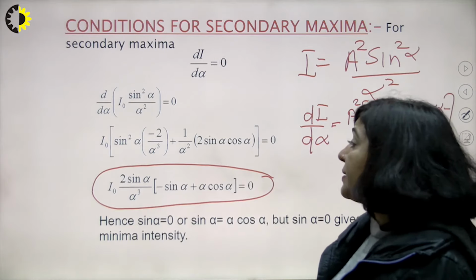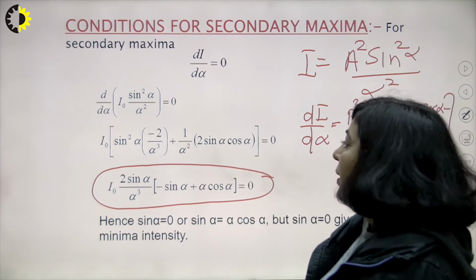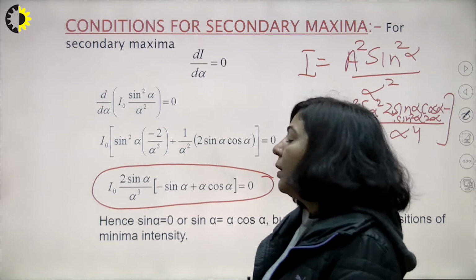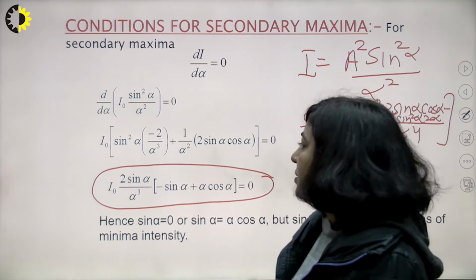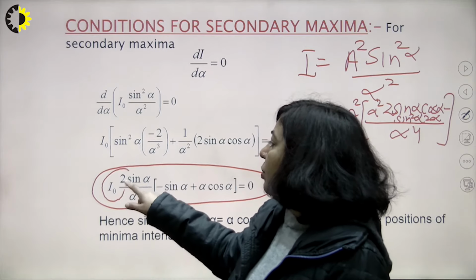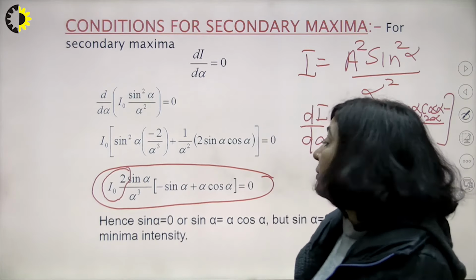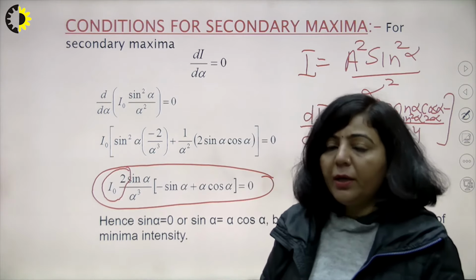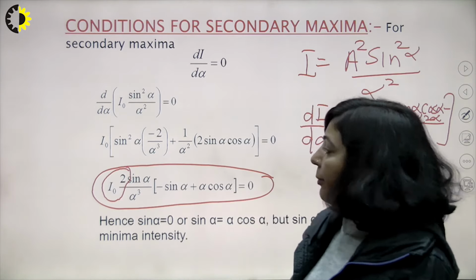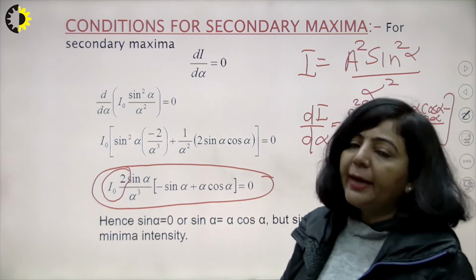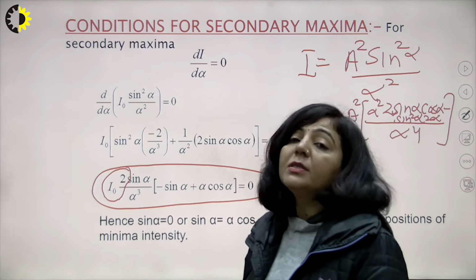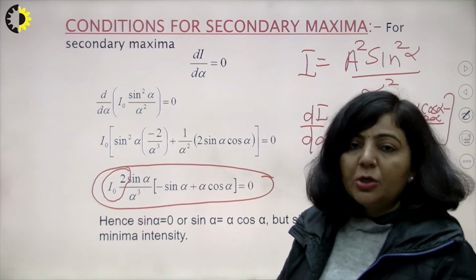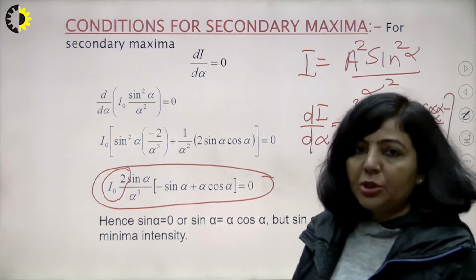Now you can see in this particular condition that for this product to be 0, you have different possibilities. This 2 I naught is a constant, so it cannot be 0. The next one is that sin alpha can be 0. If sin alpha is 0, then the entire product on the left hand side will be 0. But you know that sin alpha equal to 0 is the condition of minima, so you cannot take it as a condition of maxima here.